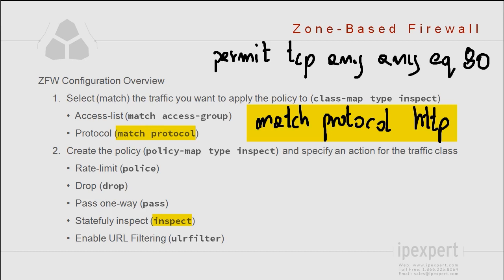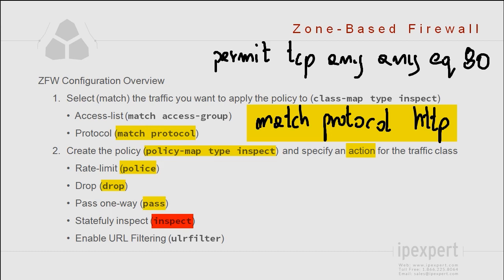So once we have created the different classes, the next step is going to be to create a policy. And for those individual classes, we will have to specify an action we would like to take for the packets. So we can either configure rate limiting, which is going to be the police command. We can simply drop the packets. We can, as I mentioned earlier, enable inspection for the packets. Or we can say that we want to pass the packets, but in only one direction without inspecting them.